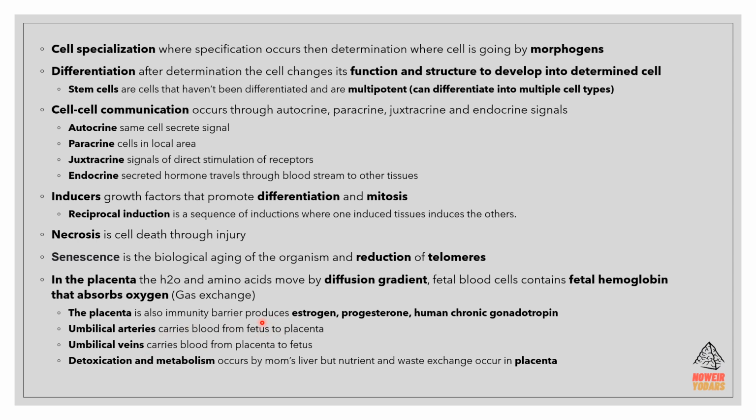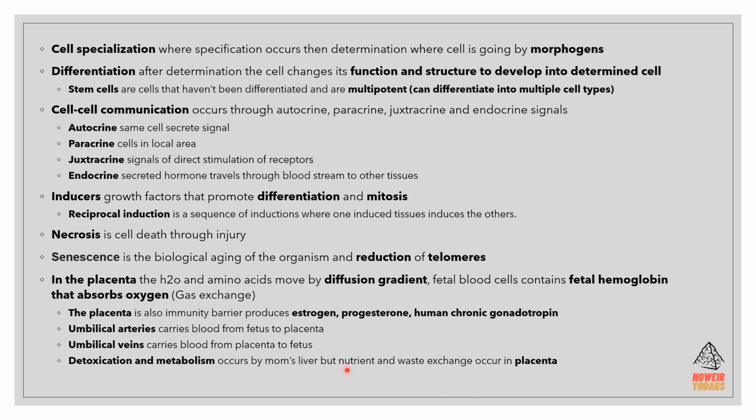It produces three hormones: estrogen, progesterone, and human chorionic gonadotropin. These are all for immunity. Umbilical arteries carry the blood from the fetus to the placenta. Umbilical veins carry the blood from the placenta back to the fetus. So detoxification and metabolism occur by mom's liver, but nutrient and waste exchange occurs in the placenta.